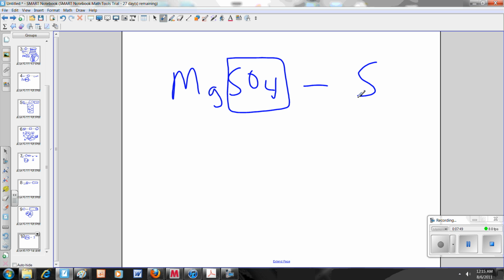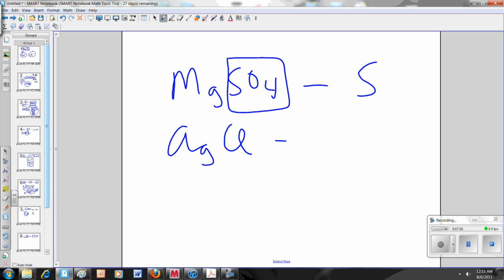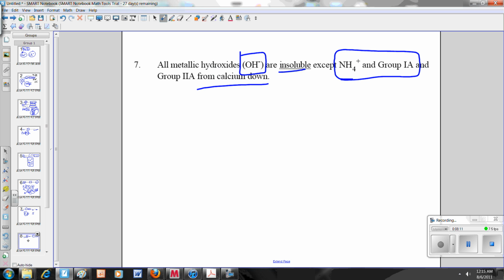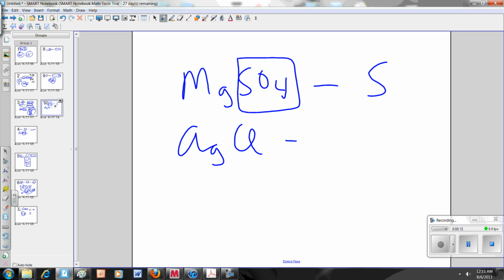What about AgCl? Soluble or insoluble? Well, we'd have to go back to the rule with the chlorides. All chlorides are soluble except Ag, Hg, Hg2Cl2, and PbCl2. Is that one of the exceptions? Yes, it is, because it has the Ag. Therefore, we would say this is going to be insoluble.